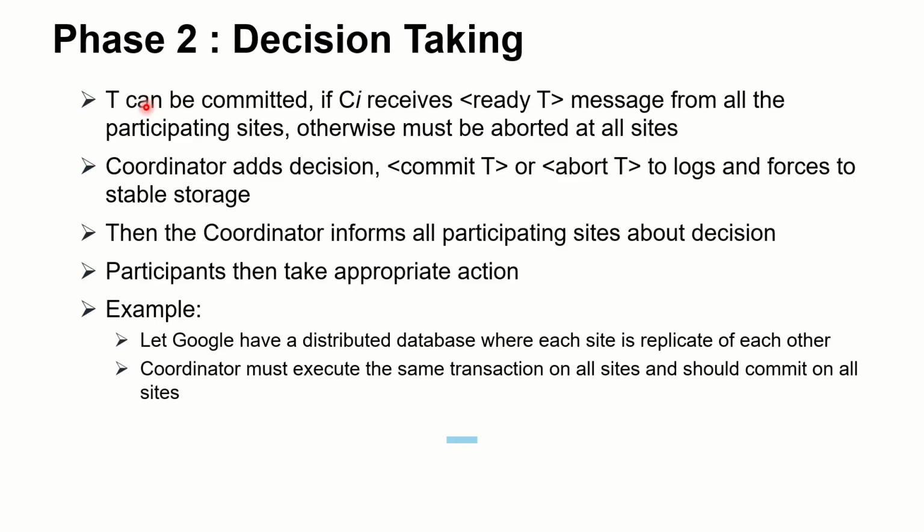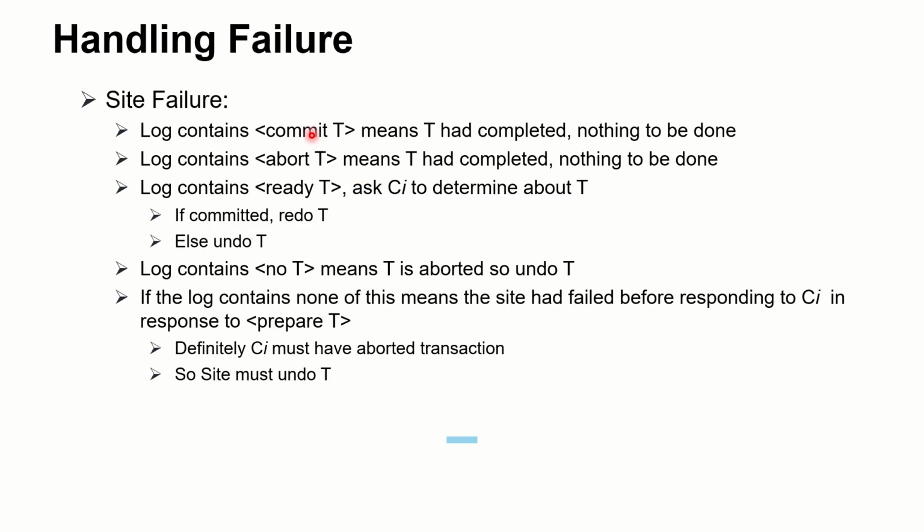By the name, we can understand that it has only two phases. So let's proceed: how are we going to handle failures in this two-phase protocol? Let's take an example of site failure. The coordinator is still working, but one of the sites has failed. If the site contains a commit or abort record, then it means that T has been completed, because if the commit or abort record is added, there is nothing left to do with the transaction.